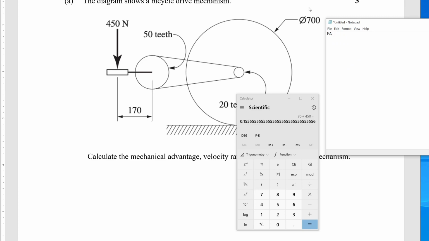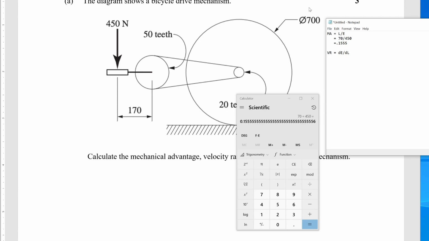So mechanical advantage equals load over effort. We said that load is 70 and the effort, which is the human, is 450, which equals 0.1555. We could round up to 6, but anyway. Okay, the velocity ratio is the distance traveled for the effort divided by the distance traveled by the load.